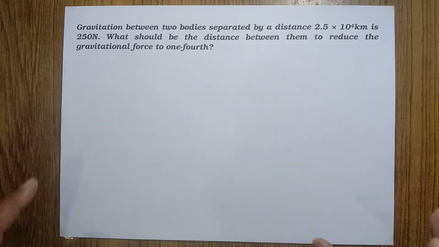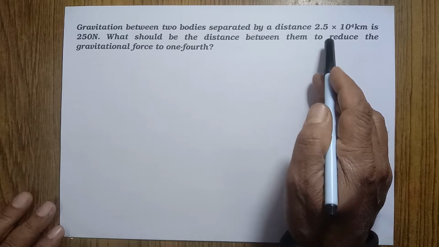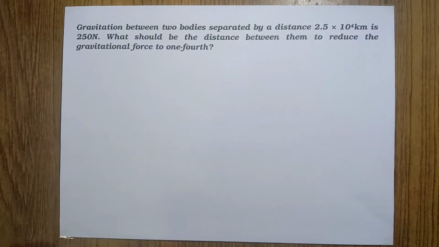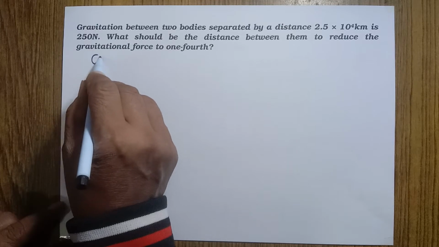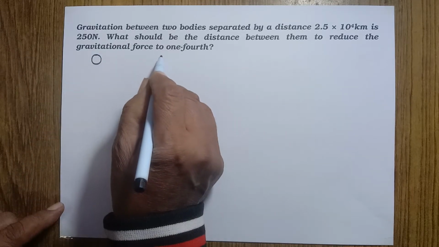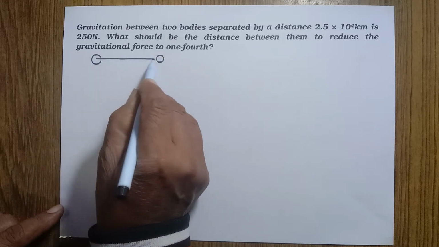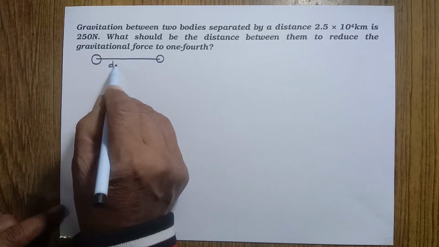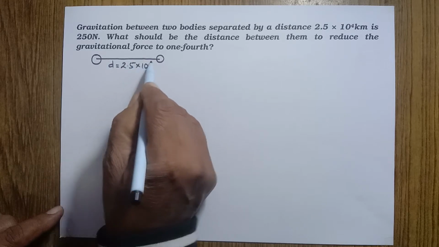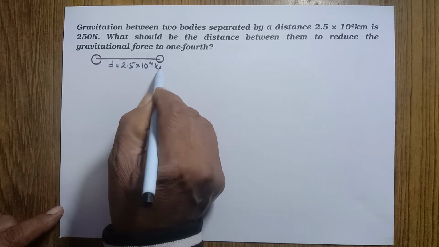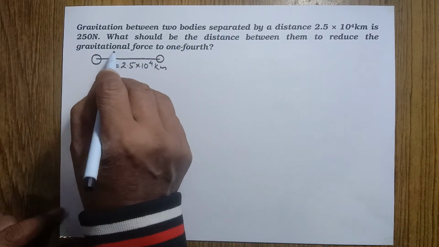Okay, we have a question. Gravitation between two bodies separated by a distance 2.5 into 10 to the power 4 kilometer is 250 Newton. Let's say we have two bodies, this is one, and let's say this is another body. And the distance between these two bodies, d, is given here as 2.5 into 10 to the power 4 kilometer. And the gravitational force between these two bodies is also given.